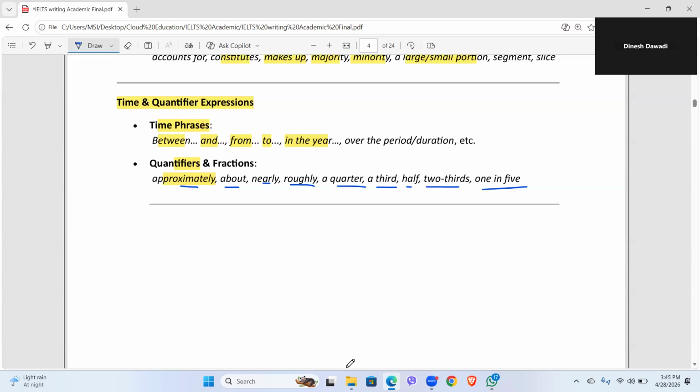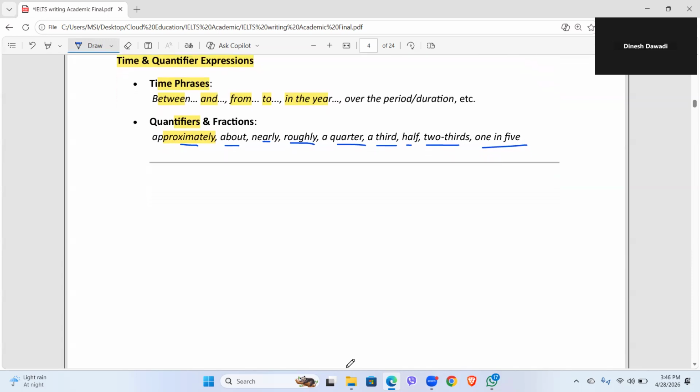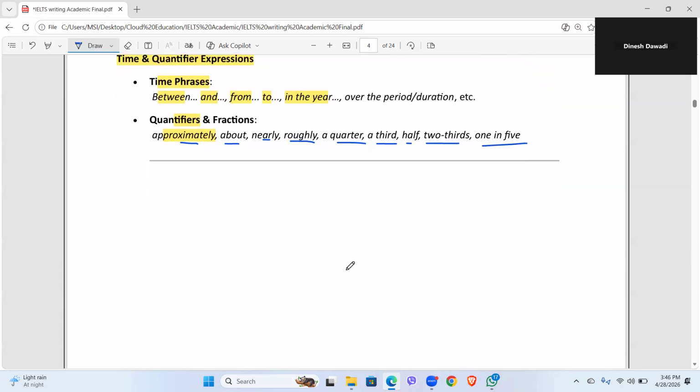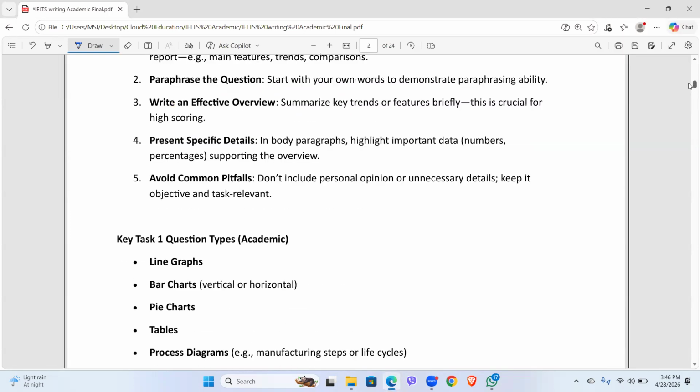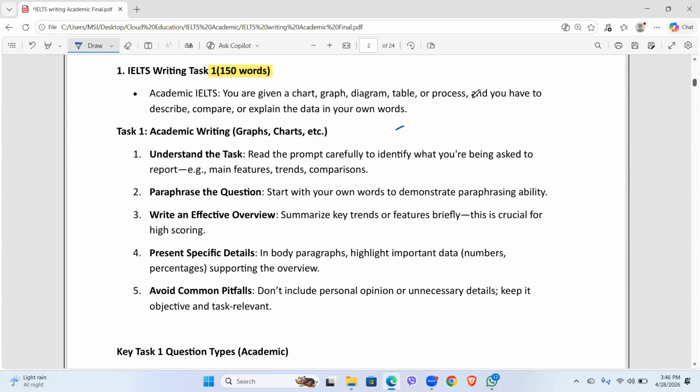So yes, let's move further. So this is all about it, right? These are some of the theoretical things that we need to take care of while doing writing task 1. Even some of the points we talk about apply to writing task 2 as well. Right, in task 1, 150 words, 3 to 4 paragraphs. You can go up to 160, 170, 180, but don't write less than 150 words.